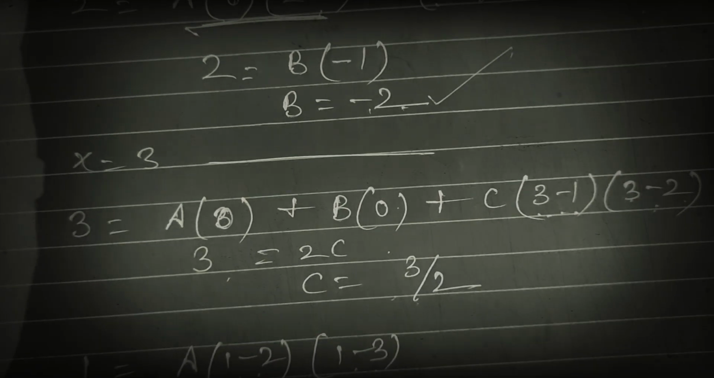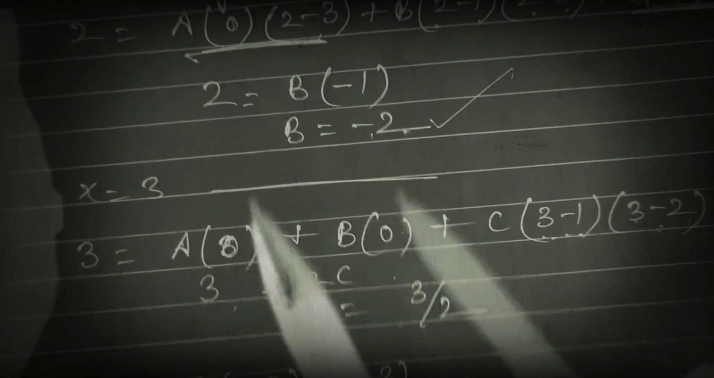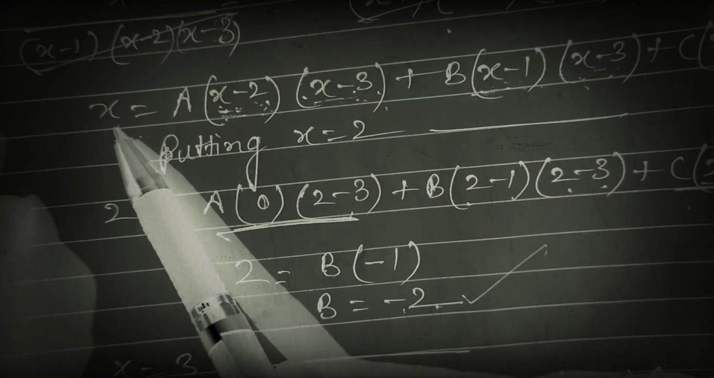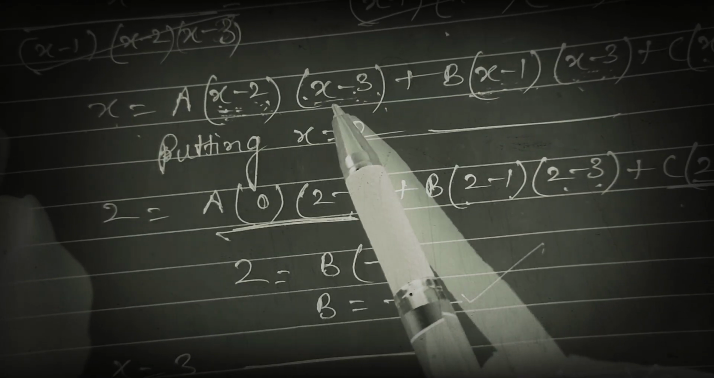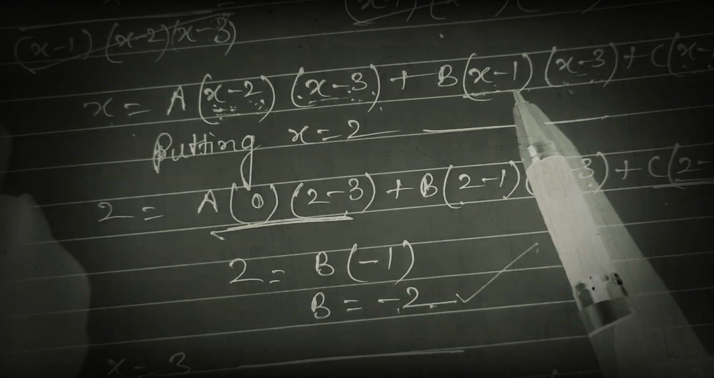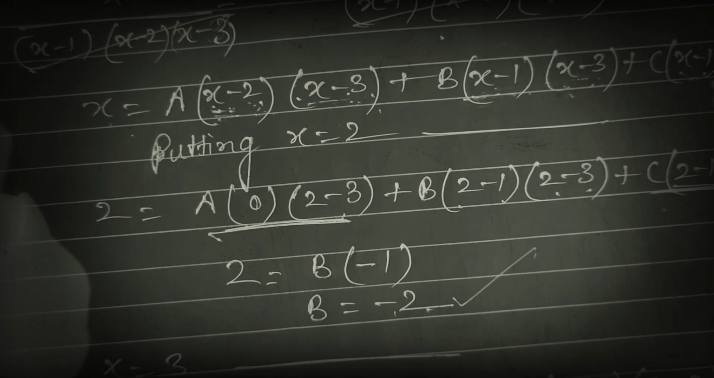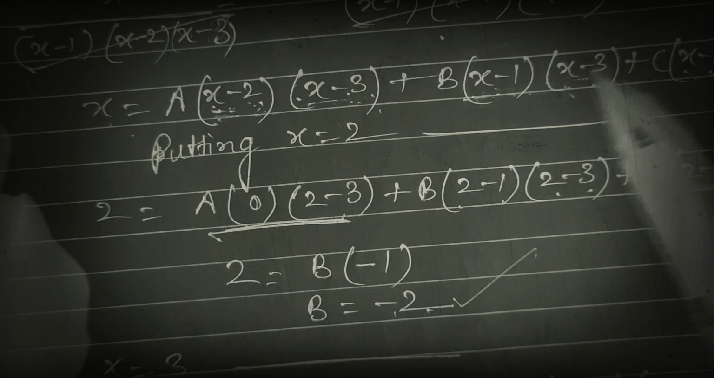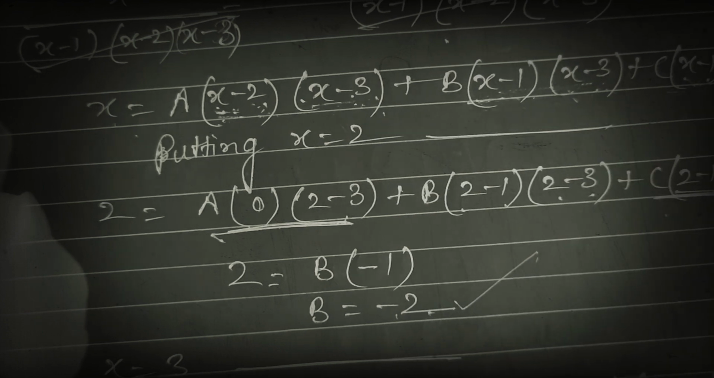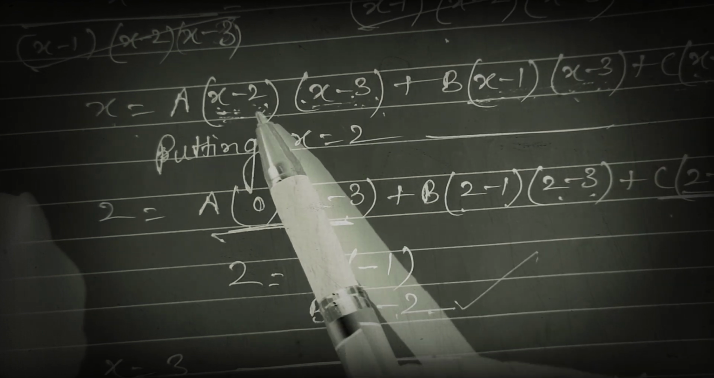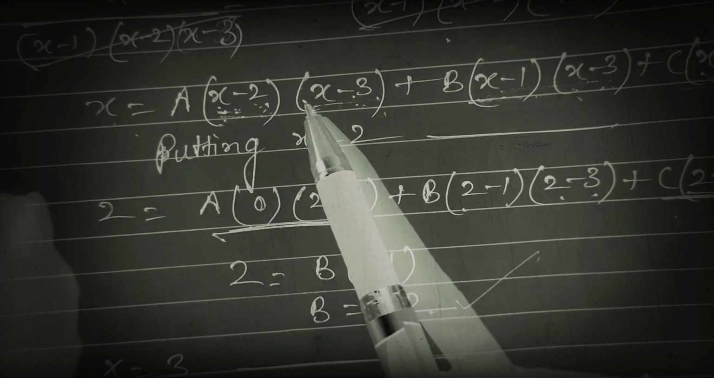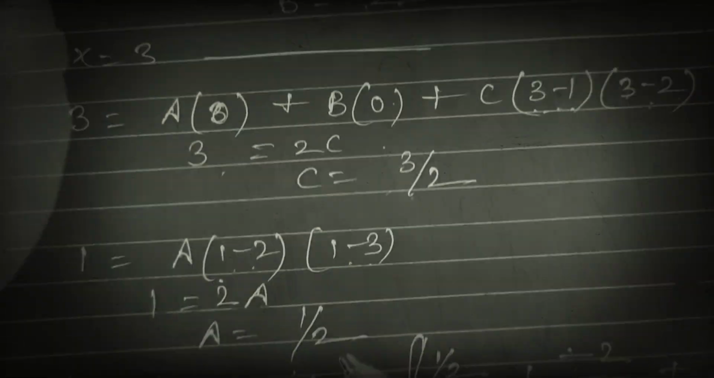In the same way, we put x equal to 1 on both sides. Then 1 minus 2, 1 minus 3 and 1 minus 1: in this case the B term is 0 and the C term is also 0, since 1 minus 1 is 0. Then we will get A. Clear? So A here is 1 by 2.